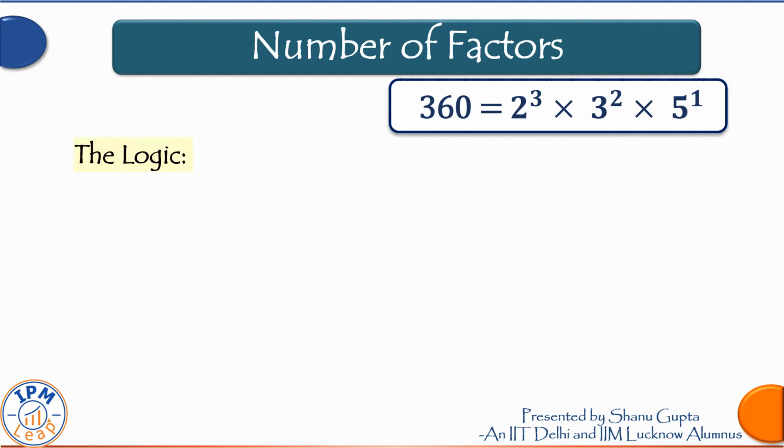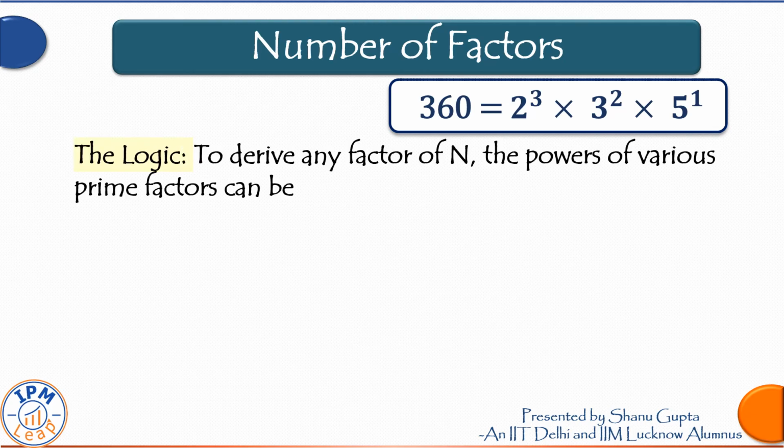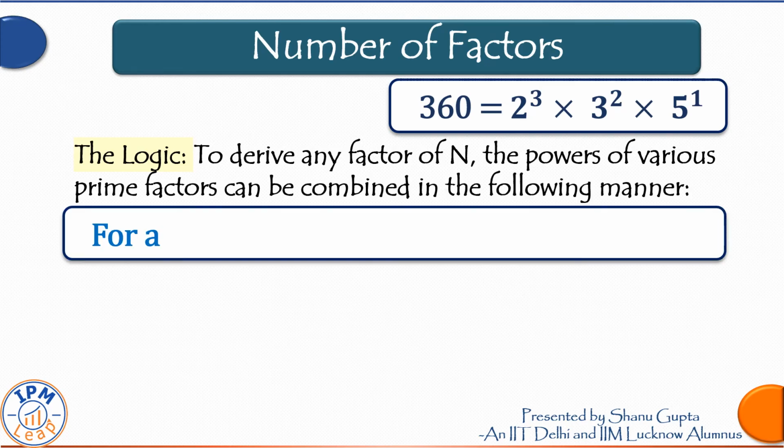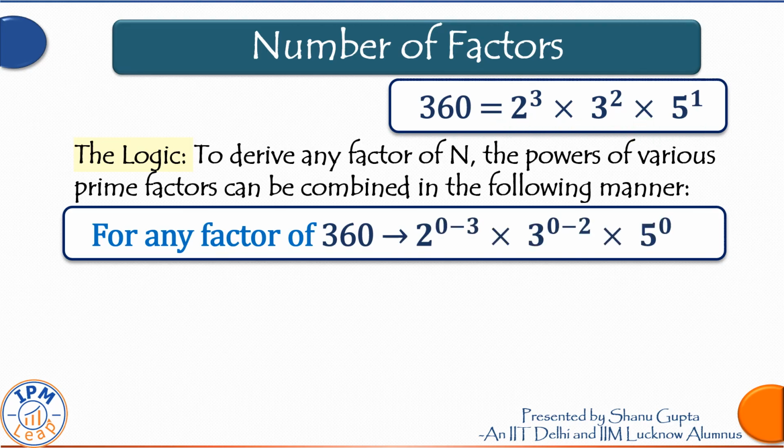So here it goes. See, in any factor of 360, there will be a combination of these three prime numbers. We can have 2s, 3s and 5s. In any of the factors, we cannot have any other prime number apart from these three, like maybe the number 7. Because 360 is not divisible by 7, none of its factors will be divisible by 7 either. So we can combine the powers of these three prime factors to arrive at the various factors of 360.